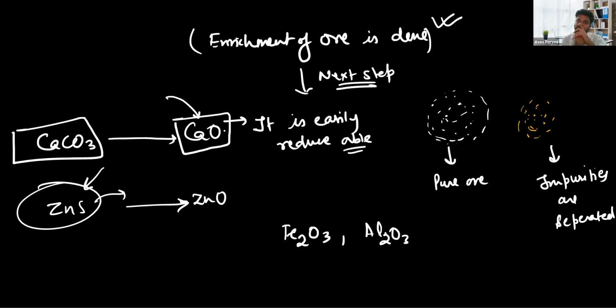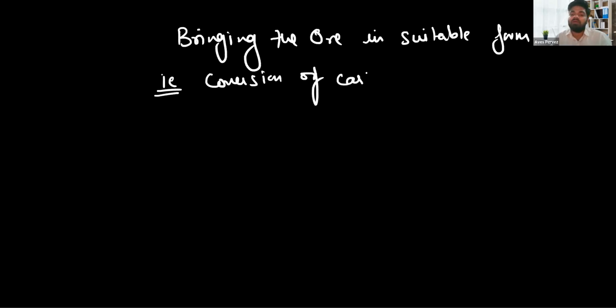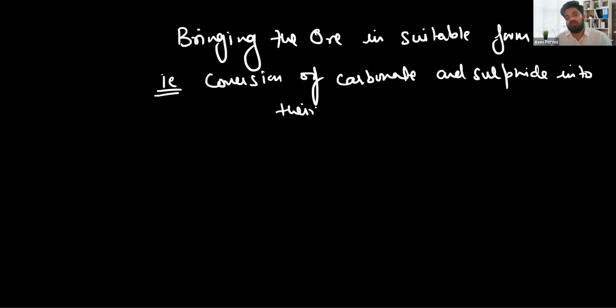Okay. Understood? So the next step is bringing the ore in suitable form, i.e. conversion of carbonate and sulfide ore into their oxide form. Okay, you understood?